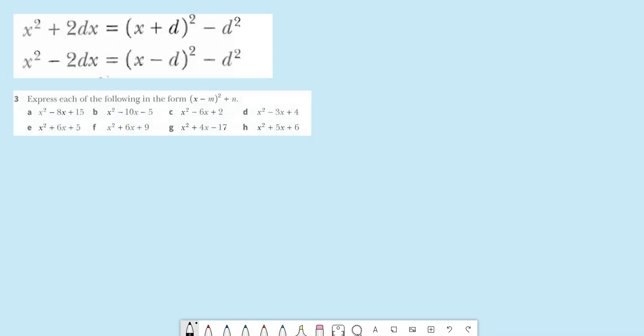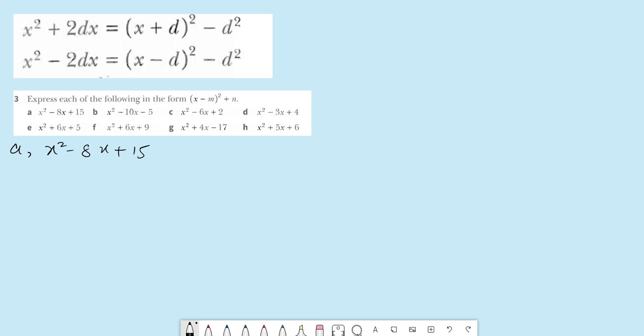This is question number 3. Start question number 3, part A. x square minus 8x plus 15. So we just focus on x square minus 8x. We will not consider 15. Okay. So same steps we have to follow.